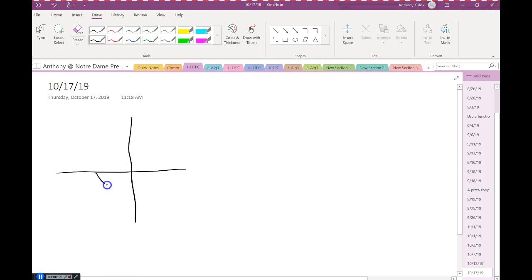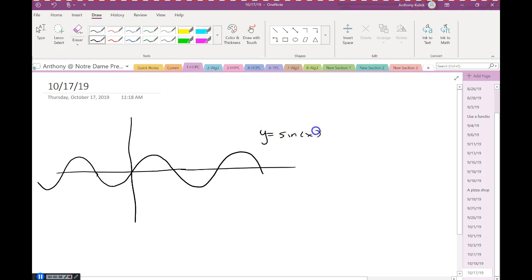Well, for example, if we have something like sine, and I want to turn this into an inverse, what's it going to do? It's going to do like this. What's the problem with that? It's not a function. So what we're going to do is just do a domain restriction.